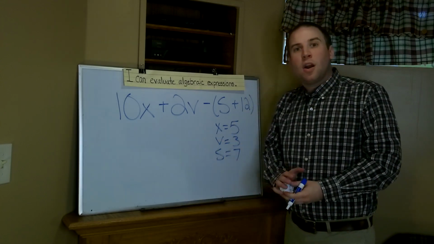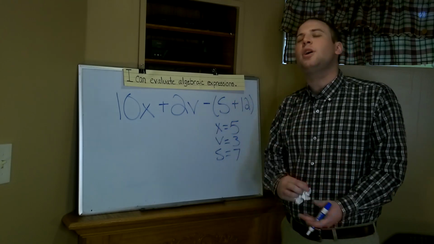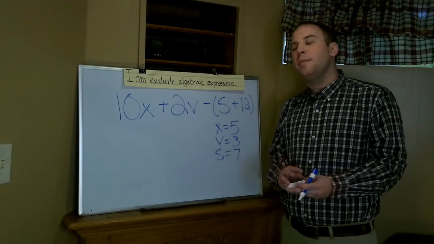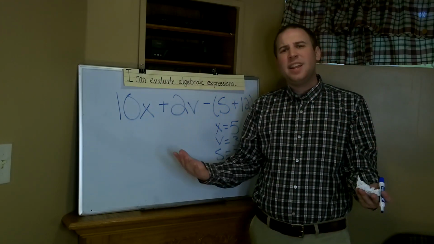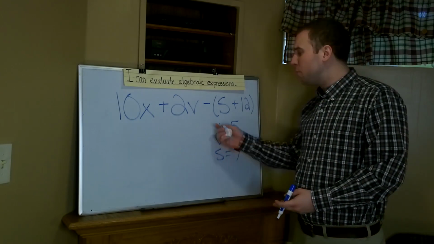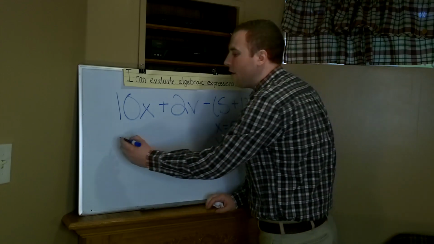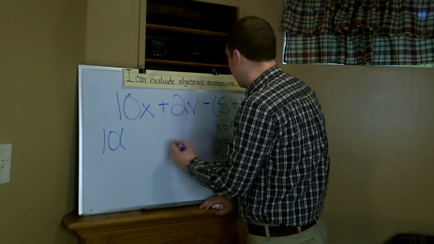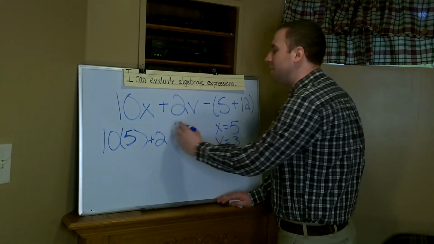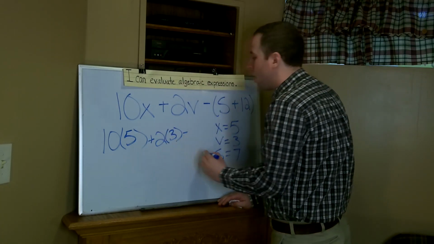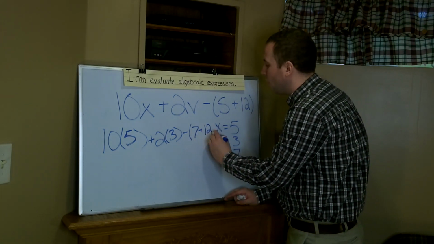Now, notice here that I'm changing up my variables a little bit. I'm using v, I'm using s. As we talked about before, variables can mean any type of number. You can put anything in these values. But for the sake of this problem, x is 5, v is 3, and s is 7. Let's go ahead and solve this now. So, 10 times x, which is 5, so 10 times 5, plus 2v, so 2 times v, which is 2 times 3, minus (s, which is 7, plus 12).